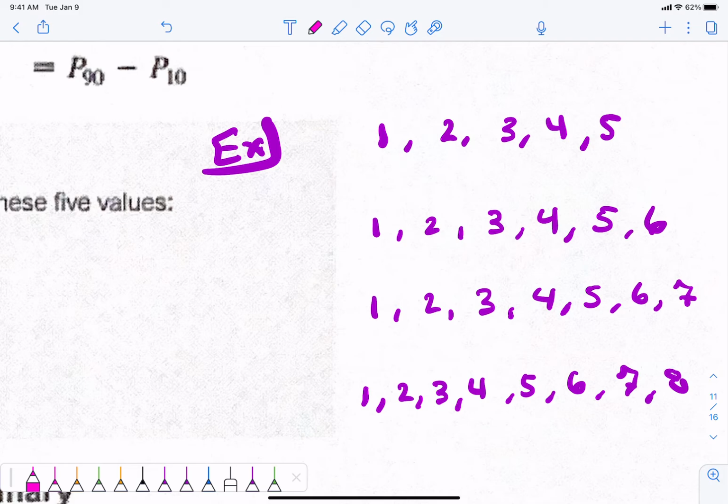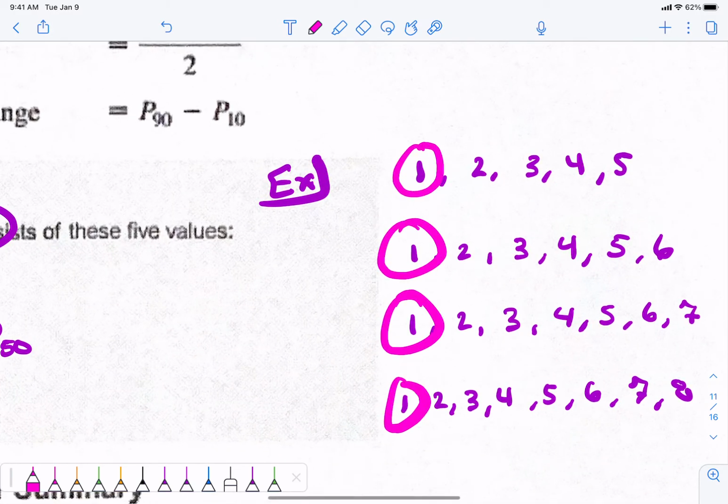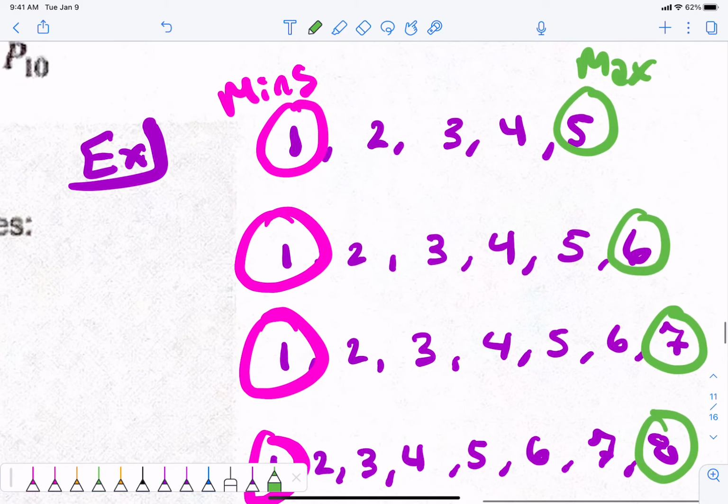All right. Good? Okay, the minimum for each one of these data sets was 1. These are the mins. The maximum for each data set is each one of these numbers, right? These are the maxes. Okay? Good? All right, then everything else changes a little bit.